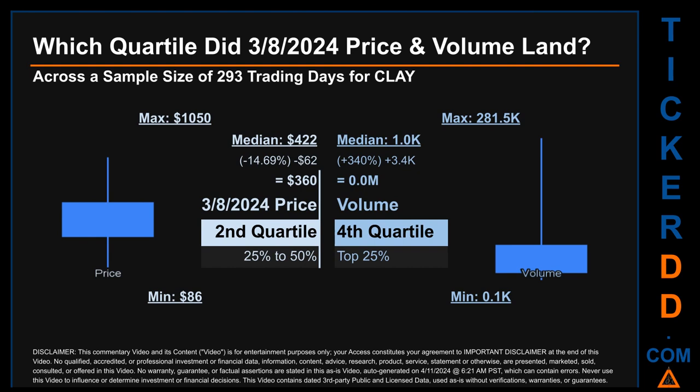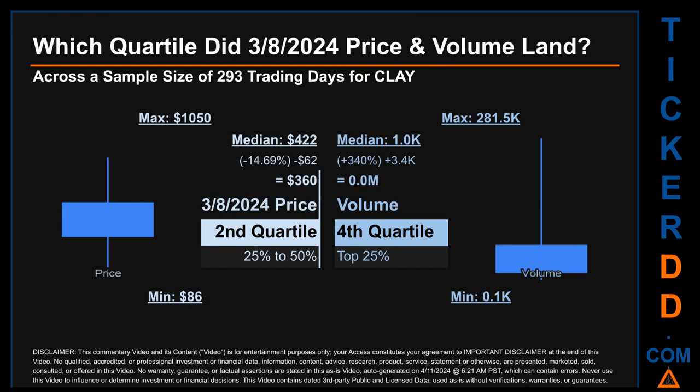Which quartile did the 8th of March 2024 price and volume land? Across a sample size of 293 trading days, the maximum end-of-day price for CLAY was $1,050 while the minimum was $86. Within that price range, the 8th of March 2024 price, of $360, landed within the second quartile, putting it within the 25% to 50% range of all sampled end-of-day prices.